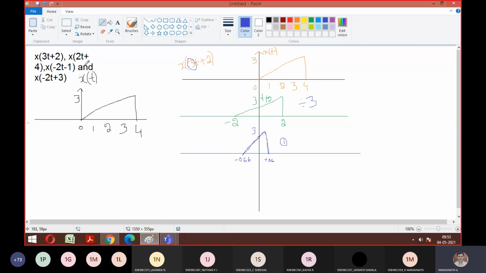So go ahead with the next one, 2t plus 4. What is the first thing we should plot, guys, now? So you want the second question solved, 2t plus 4. What is the first thing we should get? t plus 4. So this is the original signal. You keep this as a reference now. For this original signal, plot t plus 4. Now tell me how the signal looks.